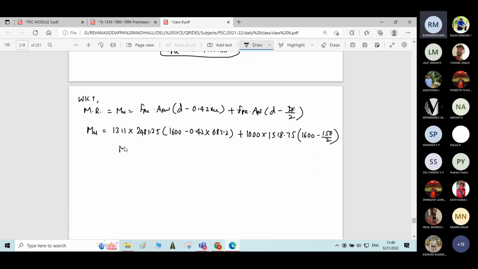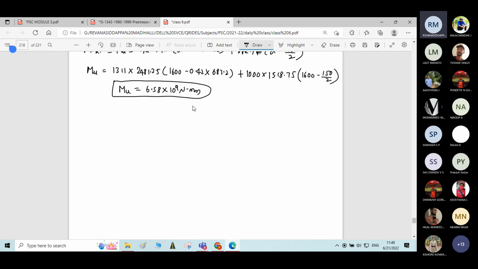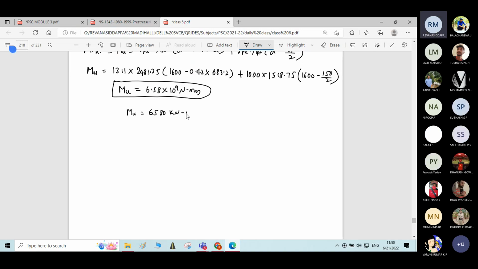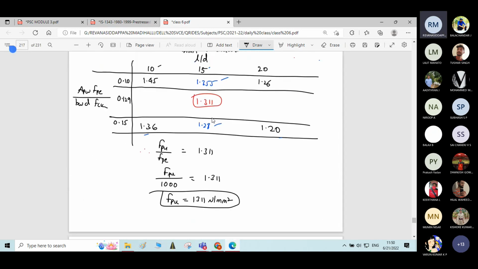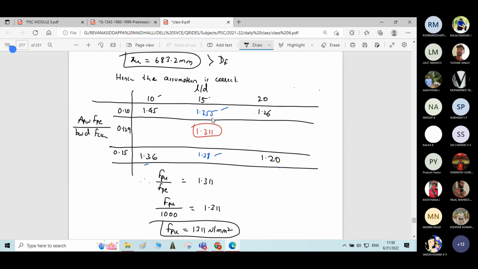Therefore, moment of resistance Mu is equal to 6.58 into 10 power 9 Newton millimeter, or in terms of kilonewton meter, Mu is equal to 6580 kilonewton meter. This completes the problem. If you get any doubts at any point of calculation, you can ask.